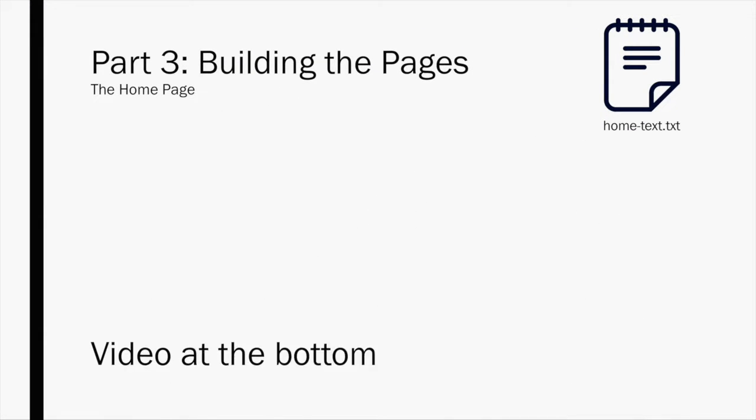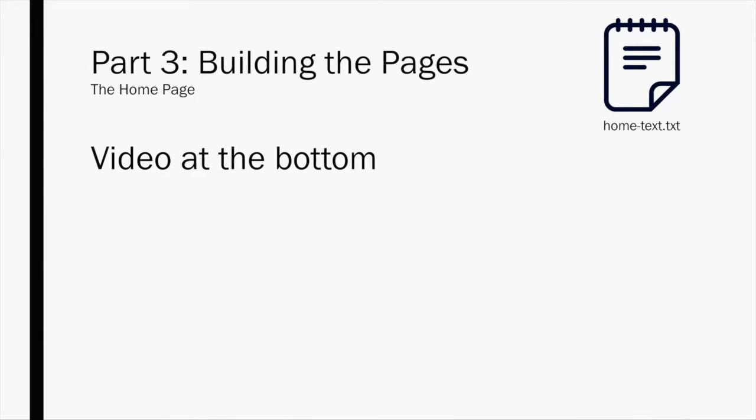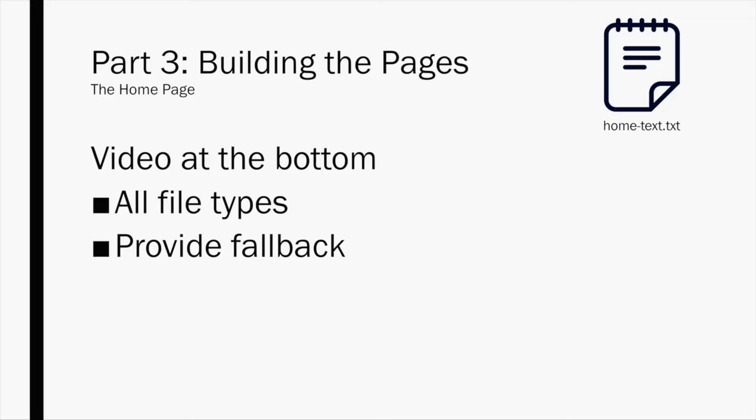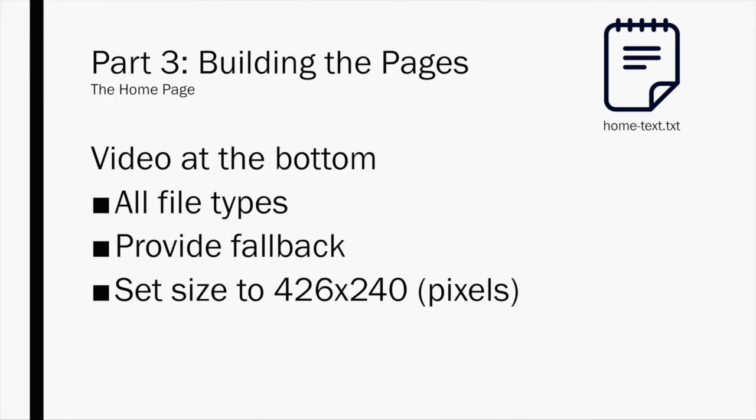With the home page, it should have a video at the bottom. The video should have all file types provided. It should also have a fallback just in case the videos can't be loaded. The video should be set to 426 by 240 pixels, and the controls for the video are visible.